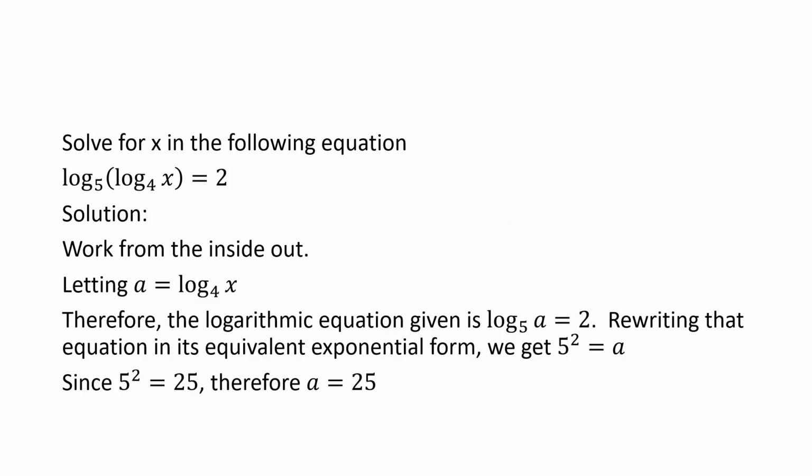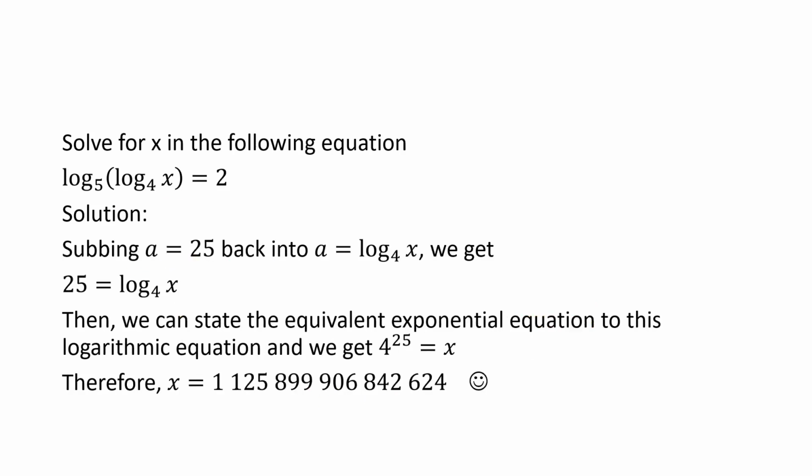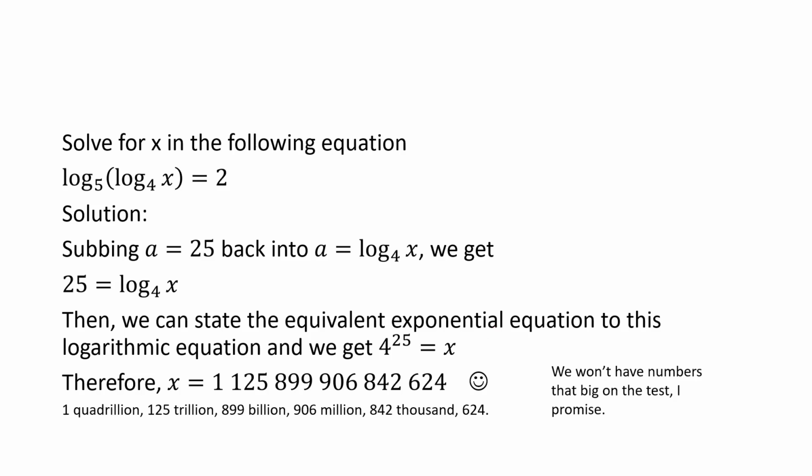Okay? So let's show it to you typed. Same solution typed out. We let a be this interior quantity, and that means log base 5 of a equals 2. Rearranging this, we get 5 to the exponent 2 equals a, which means a is equal to 25. But remember what a was. A was log base 4 of x. So therefore, 25 is equal to log base 4 of x, meaning x is equal to 4 to the exponent 25.